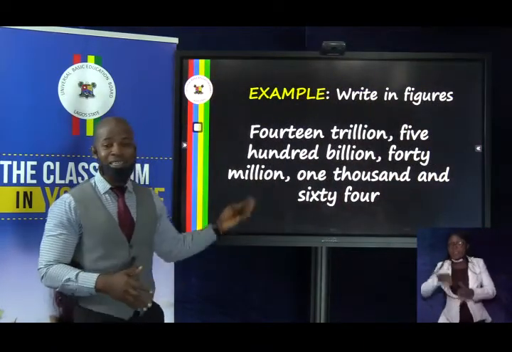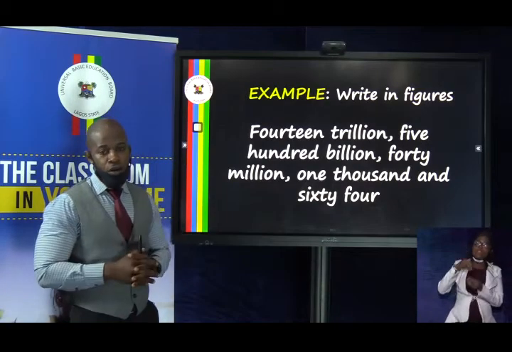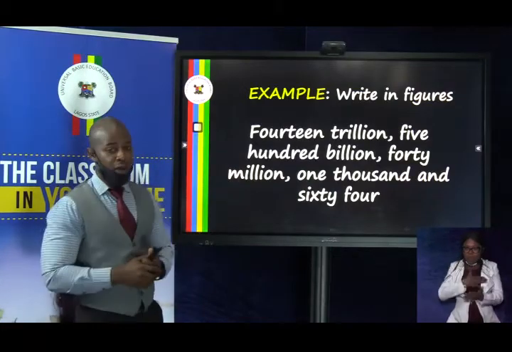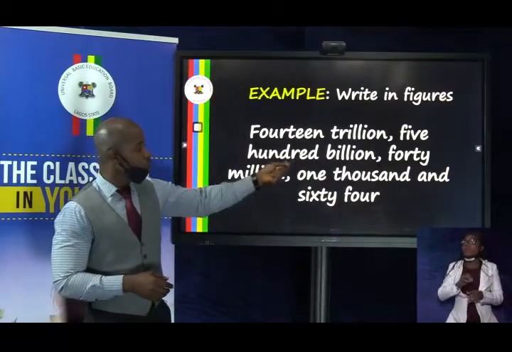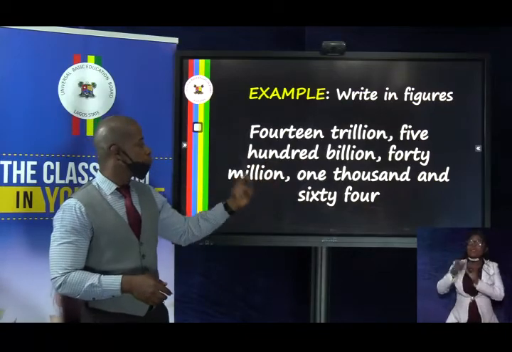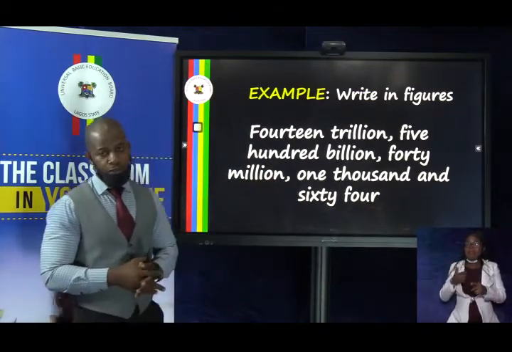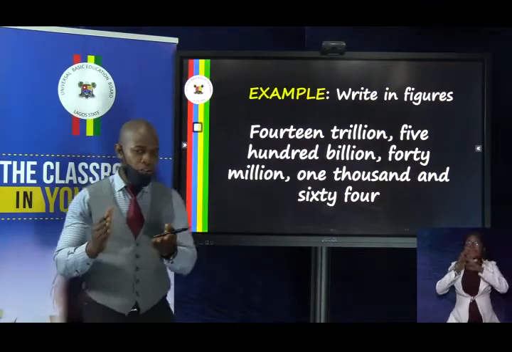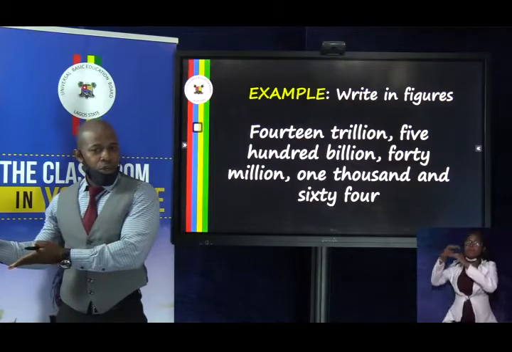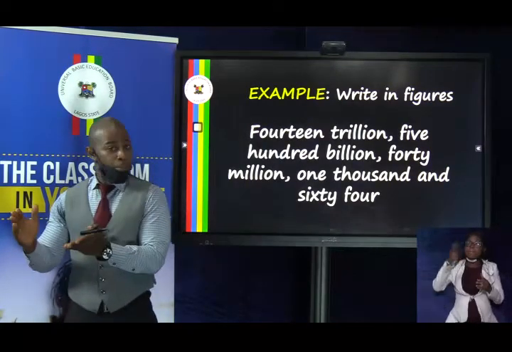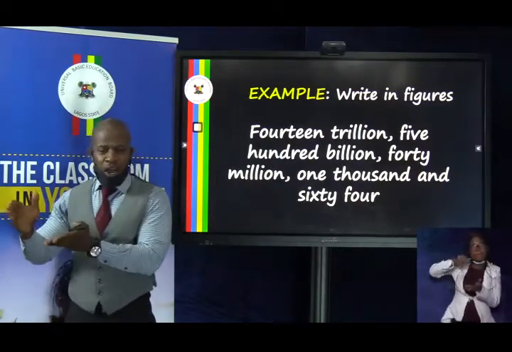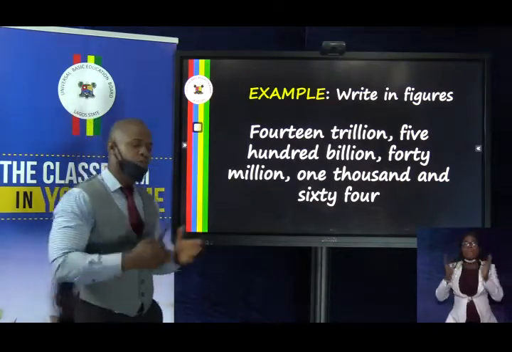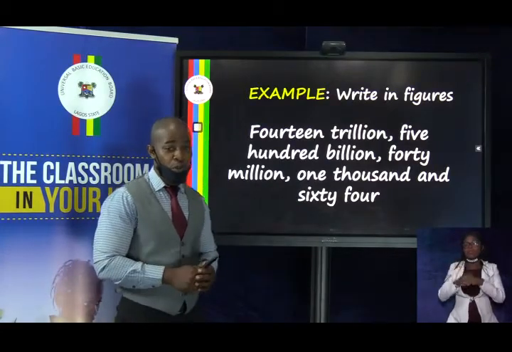And this one says that we should write this in figure. So all you have to do, as usual, is to identify the largest place value. The number goes 14 trillion, 500 billion, 40 million, 1064. So the largest place value is the trillion. So you build a house for trillion, but then you have to build houses for all the places behind trillion. That is trillion, then what? Good job, you. Billion. After that, million. After that, thousand. After that, ones. You have to build houses for all these, even if you're not going to put a number underneath them.